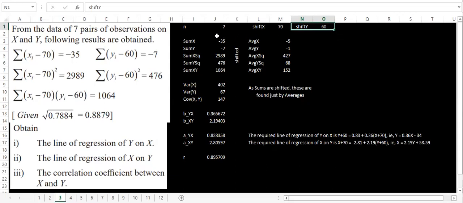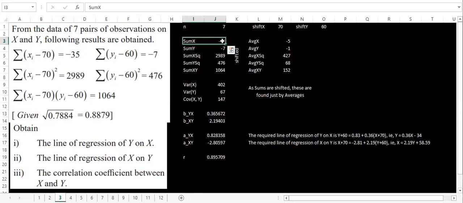So what you can actually consider this as, if I recall the previous exercise in the previous video we did, we shifted the origin to get UV values from the XY values. So you can see that this XI minus 70, or basically X minus 70, you can consider this as U, and this Y minus 60, you can consider this as V. So what you are given is the sum of the U values. I should have actually written sum of U values, but I think it makes sense just to call it sum of X.